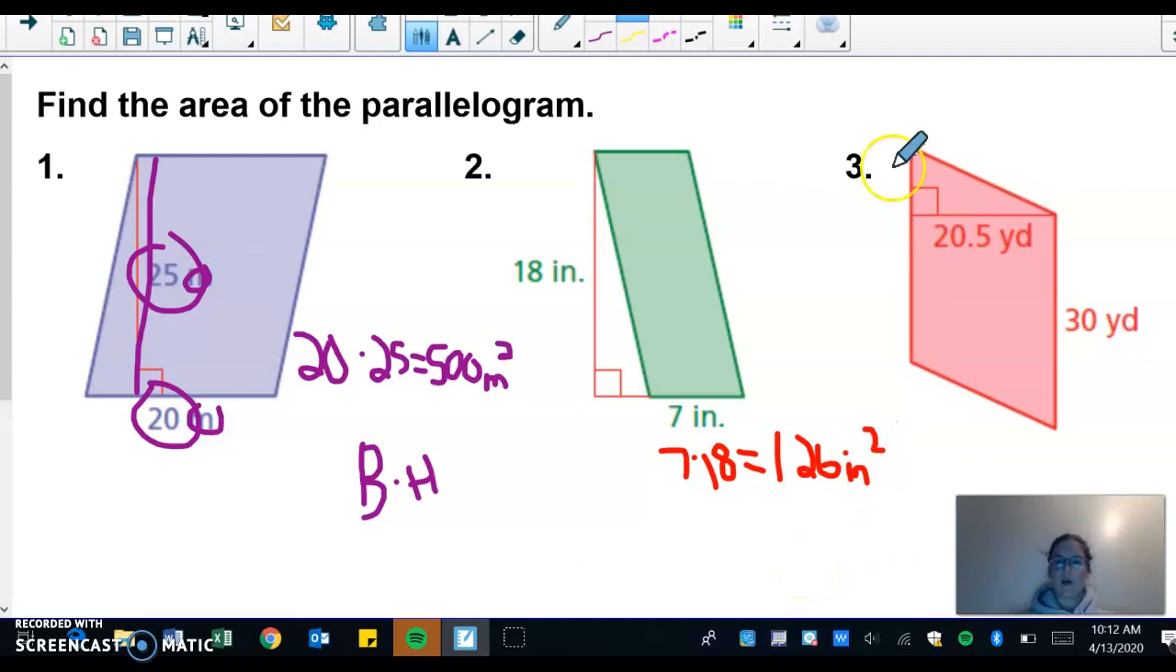There you go. And then number 3 is a parallelogram, so the top is parallel to the bottom, and the left side is parallel to the right side. So you have your base is 30 times your height, which is between both the parallel sides, is 20.5. So you have 30 times 20.5, which is 615. For units, you have yards here, so it's yards squared. So that's area of a parallelogram, which is base times height.